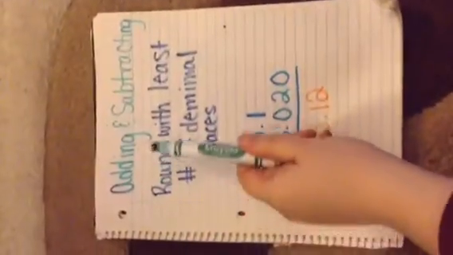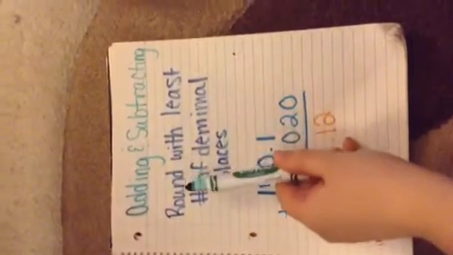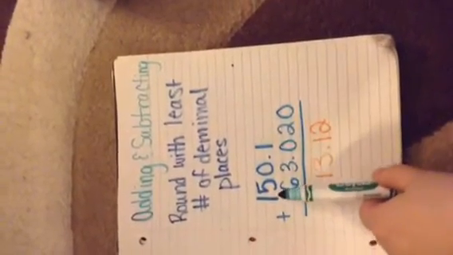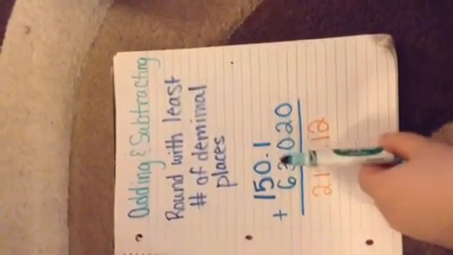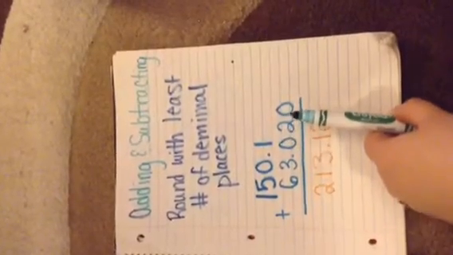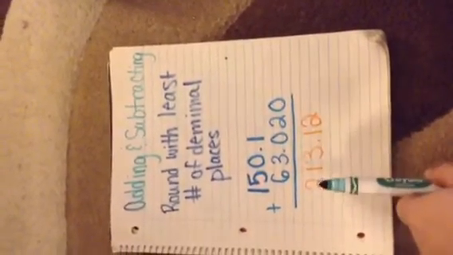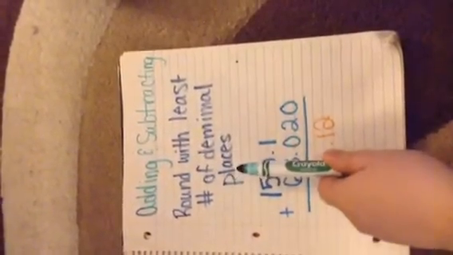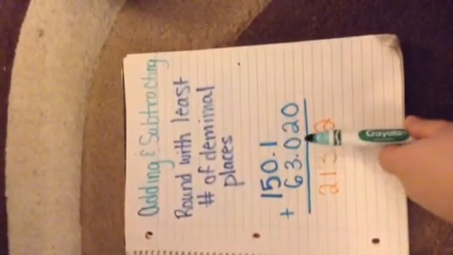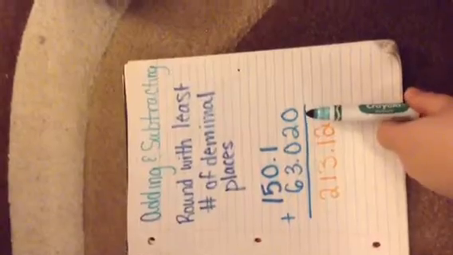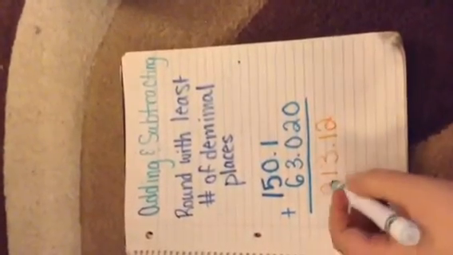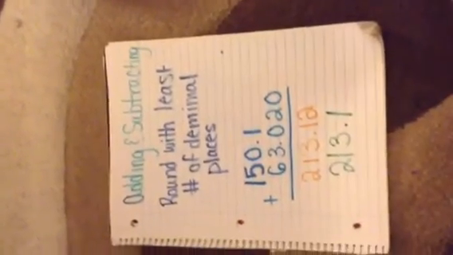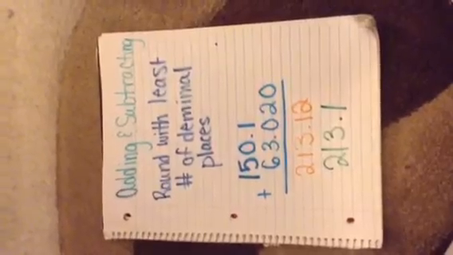If I'm adding and subtracting numbers, the rule is the same. I want to round with the least number of decimal places for adding and subtracting. So if I were to add 150.1 plus 63.020, when I plug that in my calculator, I get 213.12. Now I need to look at the number with the least amount of decimal places. This number I have 1, this number I have 3. My final answer needs to be rounded to 1 decimal place. So 213.1 would be my final answer with the correct amount of sig figs.